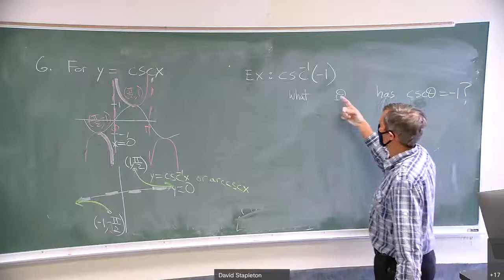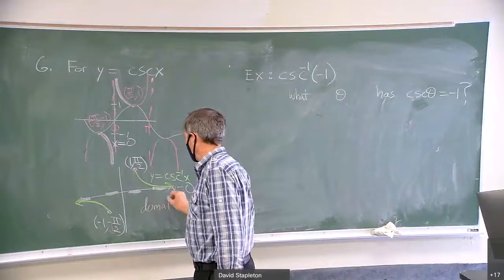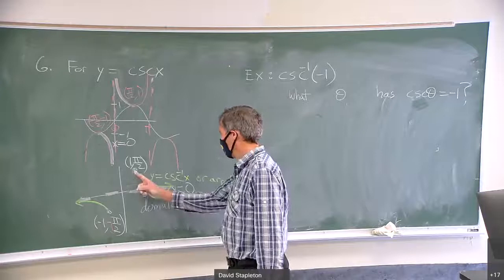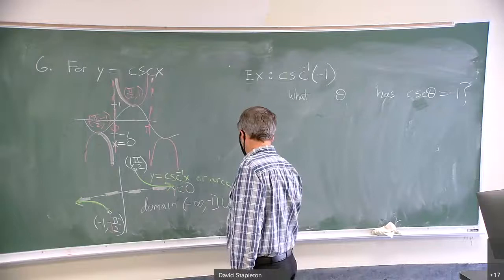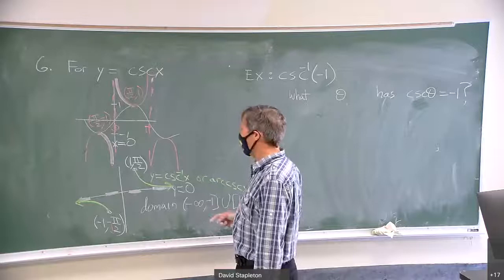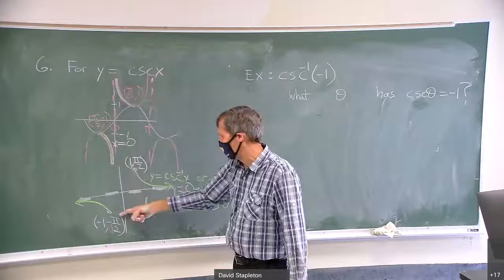The domain of the arc cosecant is from minus infinity to minus 1, union x equals 1 to infinity. Those are the only numbers you can put in. If you put in your calculator arc cosecant of 0, it will give you an error. There is no angle whose cosecant is 0. The cosecant can only take on values less than or equal to minus 1 or bigger than or equal to 1. So the inverse cosecant isn't defined for numbers other than that.